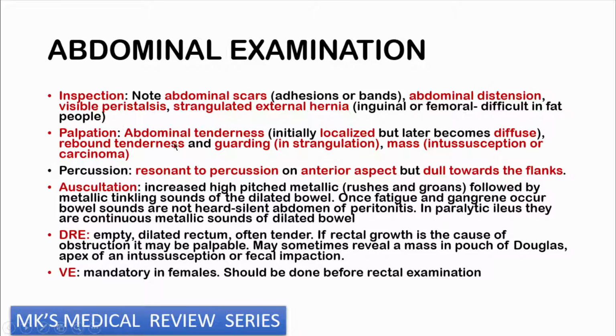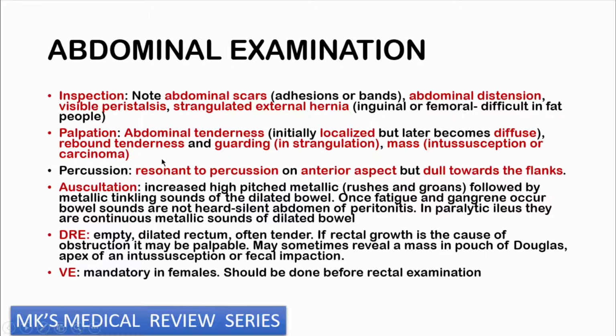Then with palpation, on light palpation, there may be abdominal tenderness. Initially it's localized, but later it can become diffuse. If it becomes diffuse, it means there may be some peritonitis. You may get rebound tenderness, which is known as Blumberg's sign. You may also get guarding, where the person tenses the abdominal muscles when you try to palpate. These are features of strangulation. Sometimes you may feel a mass. In intussusception, this mass may be sausage-shaped. If you feel a sausage-shaped mass very near to the umbilicus, it may point you towards intussusception. And of course, you may also palpate a mass in the case of carcinomas.